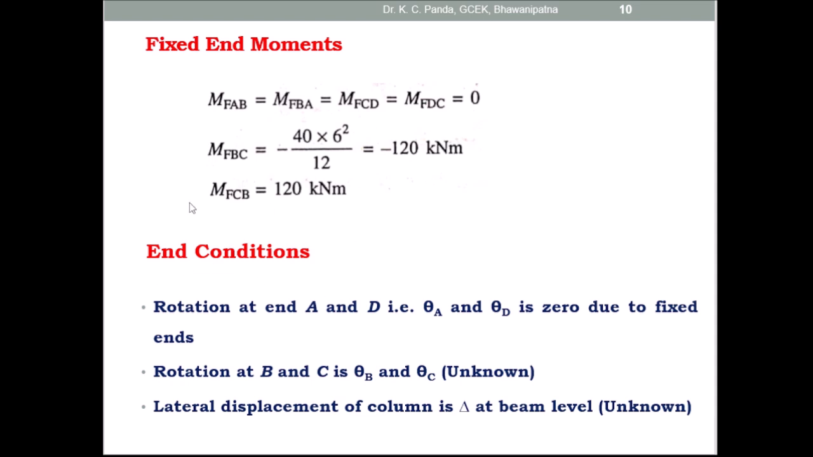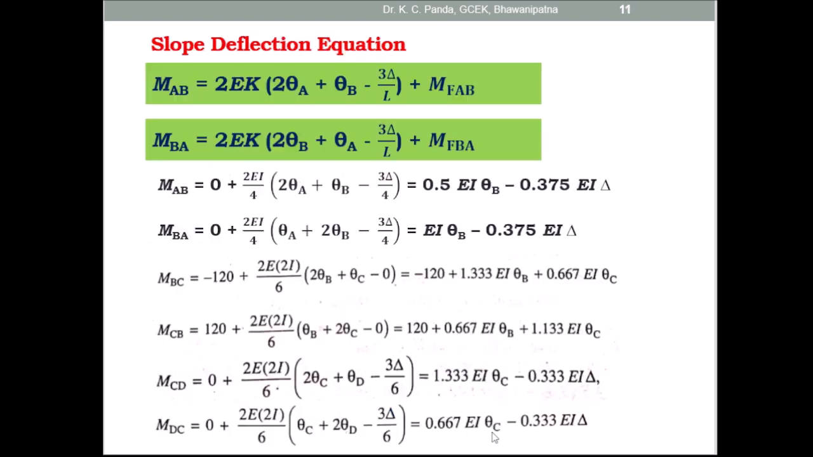Then what are the end conditions? Here the end conditions are: rotation at ends A and D, theta A and theta D, are 0 due to the fixed ends; rotation at B and C, theta B and theta C, are unknown; and the lateral displacement of the columns is delta at beam level. So these three displacements, theta B, theta C and delta, you have to find out. Then write down the slope deflection equations.